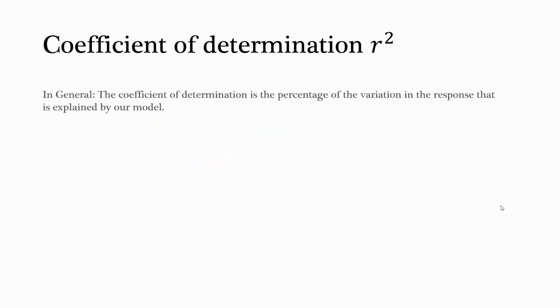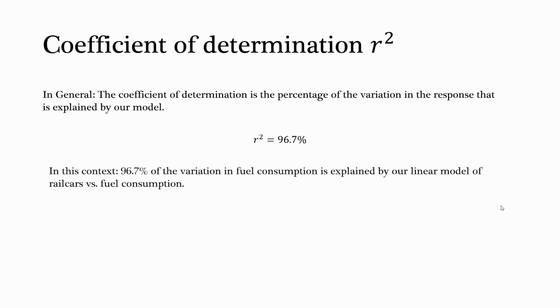What about the coefficient of determination, or r squared? Well, in general, the coefficient of determination is the percentage of the variation in the response that's explained by our model. So in this case, we could just square r, and we would get 0.967. So r squared is 96.7%. In this context, 96.7% of the variation in fuel consumption is explained by our linear model of railcars versus fuel consumption.